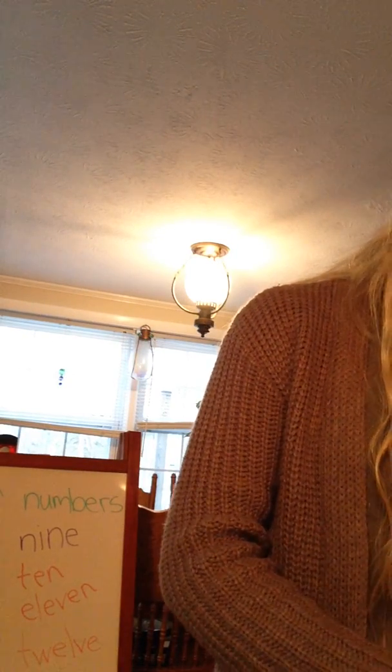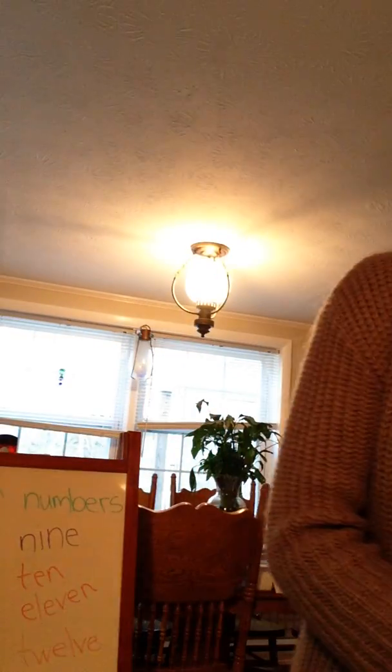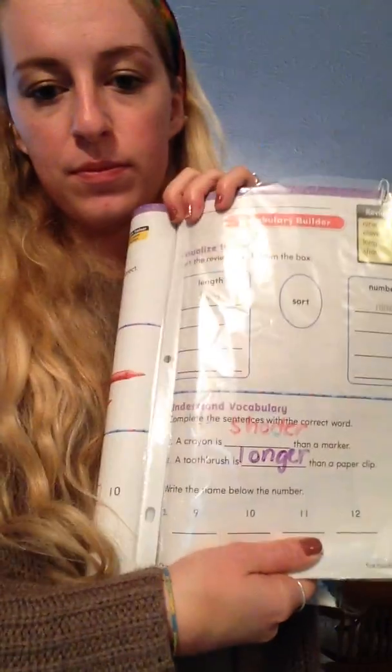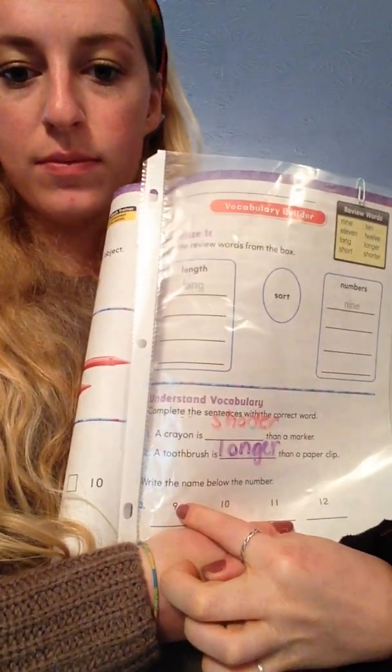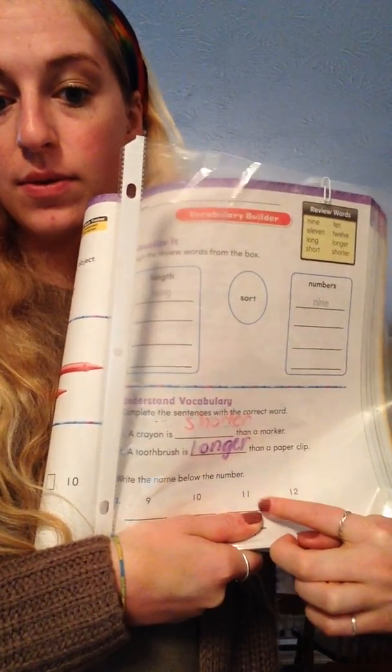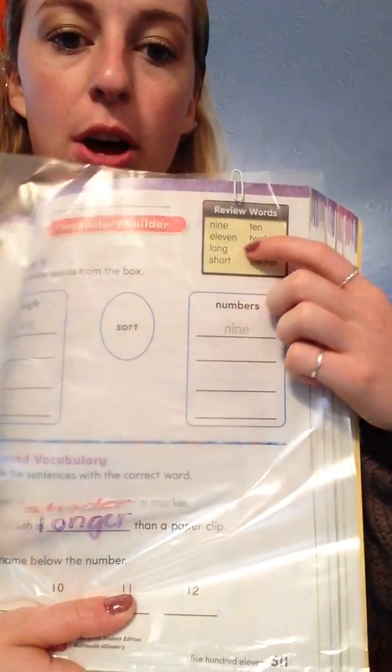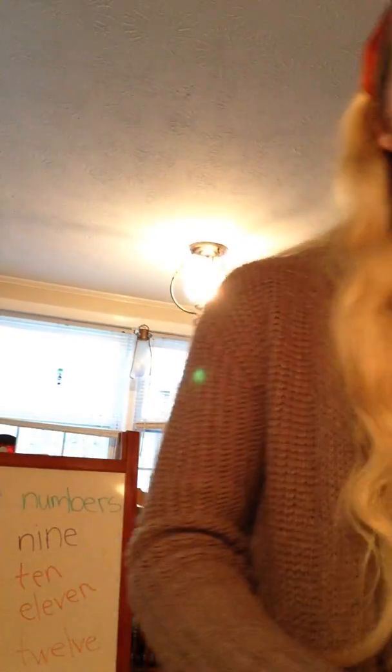And then down here on number 3, we have numbers. So guess what we're going to do? We're going to match the number words up in our box up here at the top to these numbers. So what's this first number? 9. What about this one? 10, 11, and 12. So what we're going to do is we're going to find those number words up here in the box, and we're going to write them in these blanks. So I want you guys to go ahead and do that on your own.